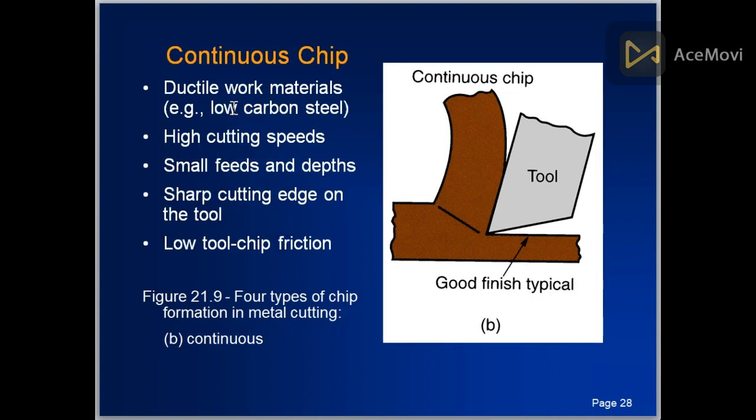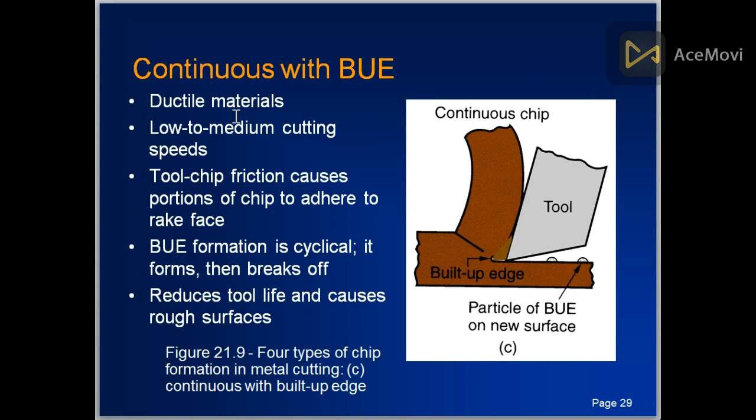Second is continuous chips. It occurs in the case of ductile material, high cutting speeds, small feeds, sharp cutting edge, and low tool-chip friction. This can give us a good finish, and this is a completely smooth chip, known as continuous chips.